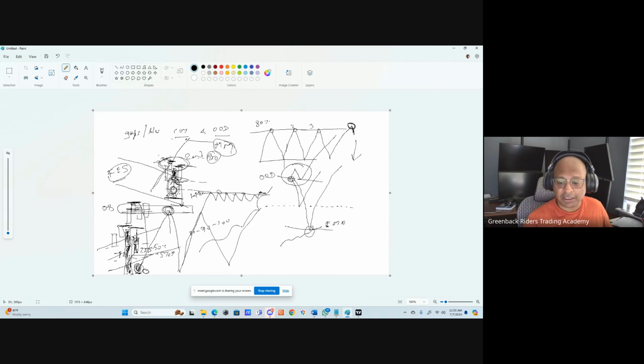We will have to see how many touches happened on the top, how many touches happened at the bottom, how many bars happened over this whole time frame, how long this whole trading range has been, and based on that you will take your decision on how to trade or which direction to trade.